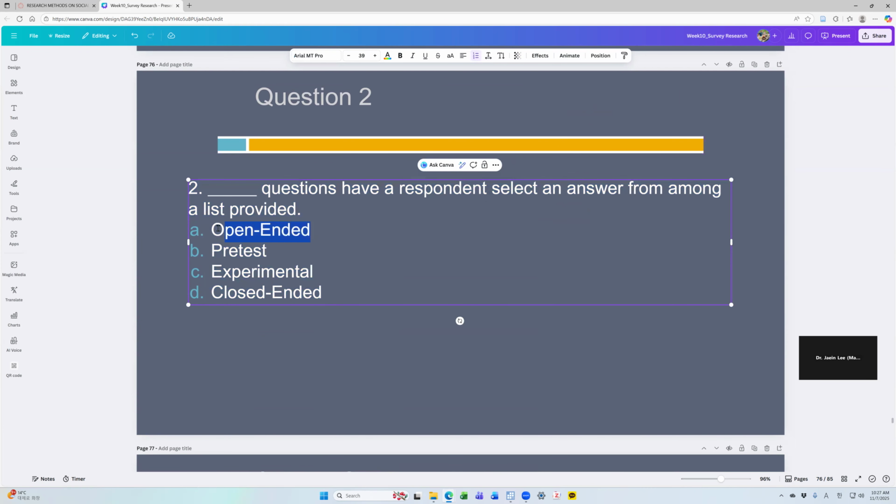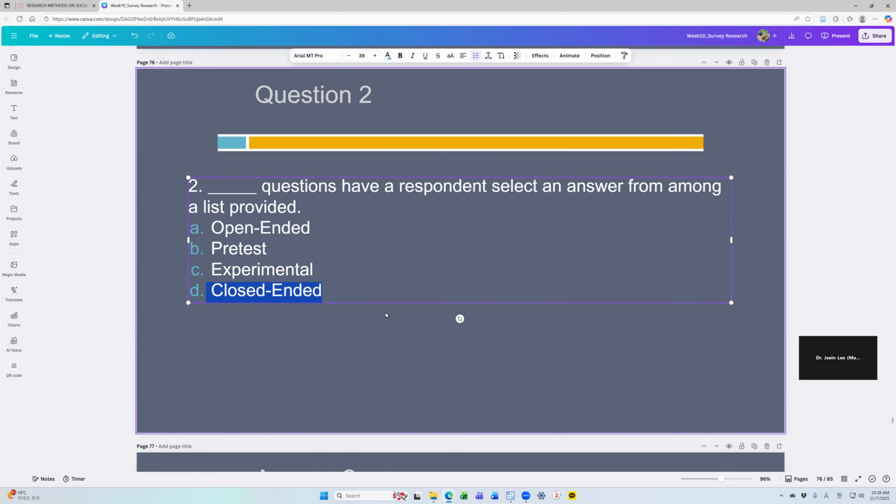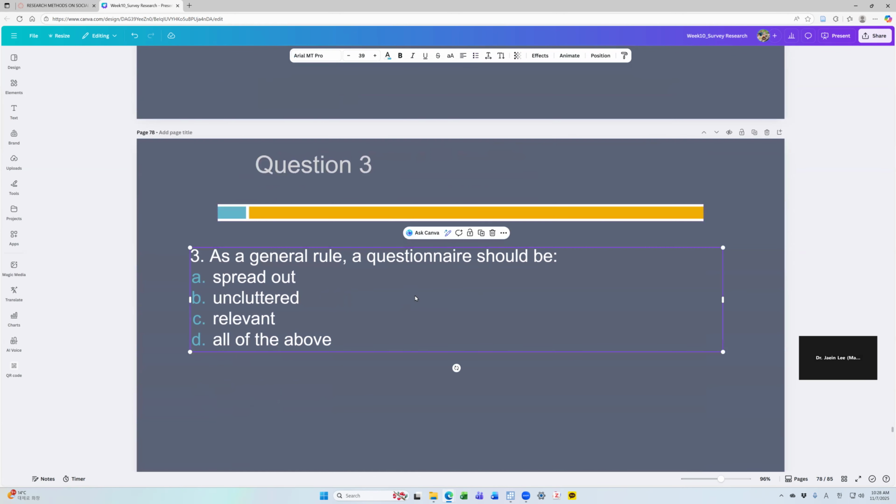So that is not open-ended. So this is not pretest. This is not experimental. So we can say this is a closed-ended one. Okay, D. As a general rule, a questionnaire should be spread out instead of the one lines, okay?